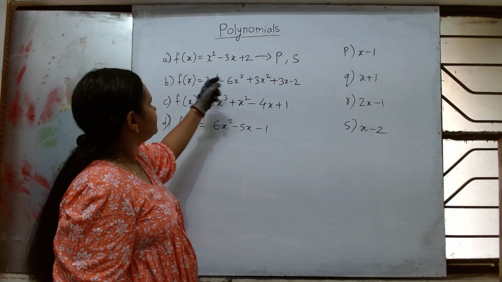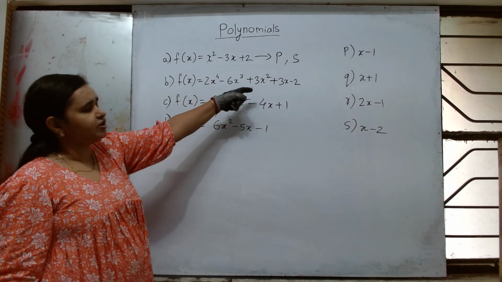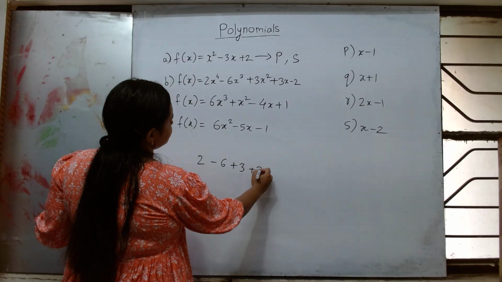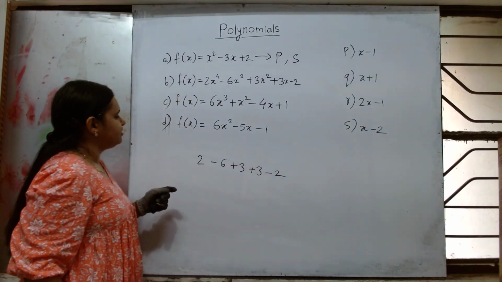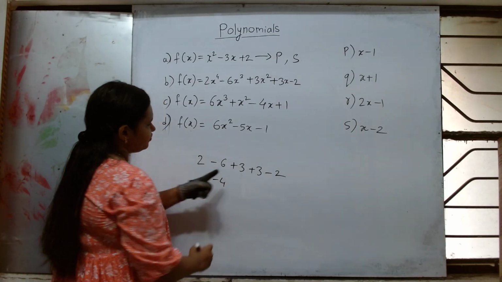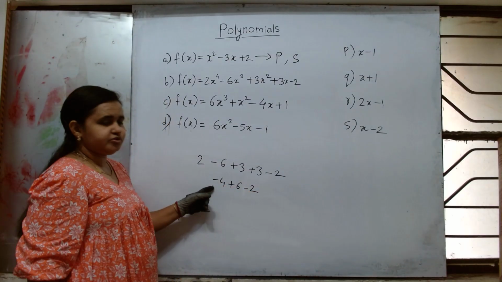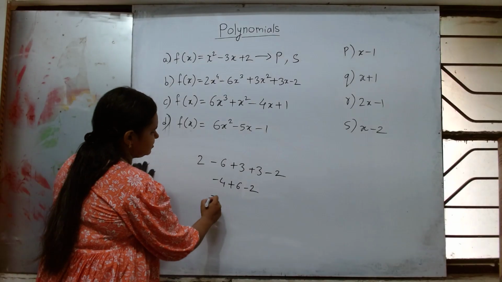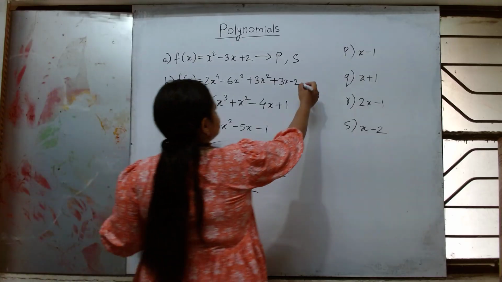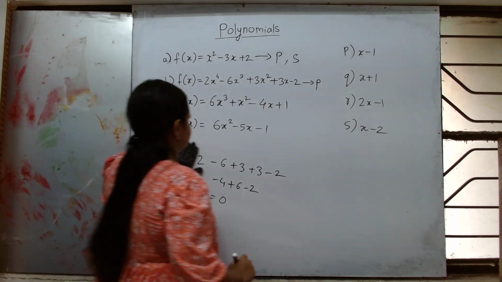Now for the second one, let us check if x minus 1 is a factor. We have to sum up the coefficients. Coefficients are 2, minus 6, plus 3, minus 2. 2 minus 6 is minus 4. Now plus 3 plus 6 minus 2. 6 minus 4 is 2, and 2 minus 2 is 0. So x minus 1 is a factor of this polynomial, as the sum of the coefficients is 0.